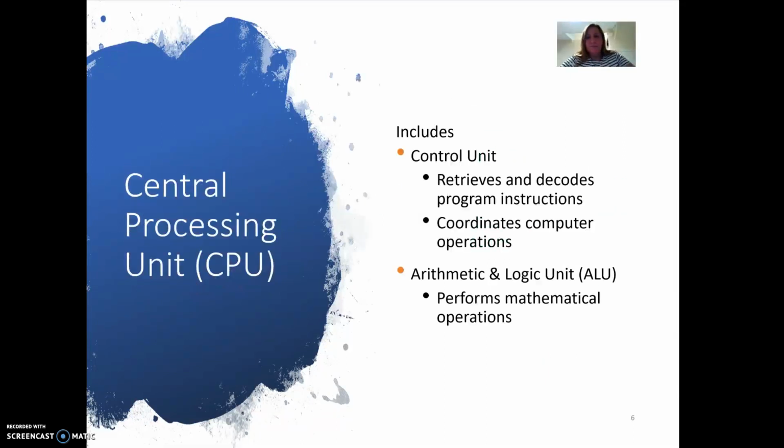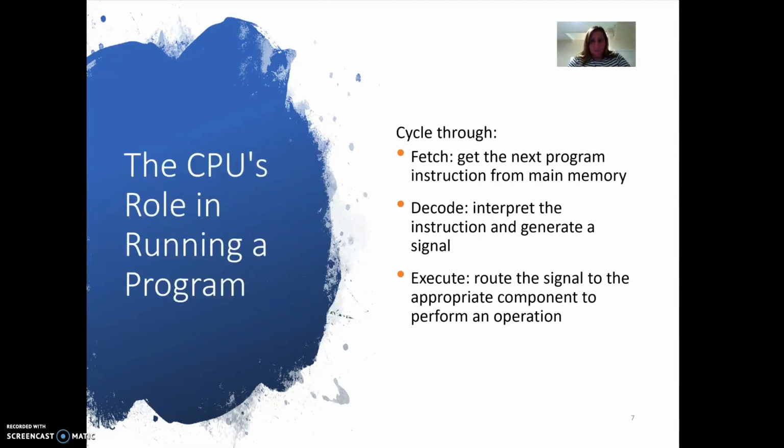What is a CPU? So a CPU contains two main components, the control unit and the arithmetic logical unit. The control unit is the element that retrieves and decodes instructions. So the job of the CU, or the control unit, is to find those instructions and to convert them into an executable signal. And the arithmetic logical unit is the part that takes care of the mathematic operations.